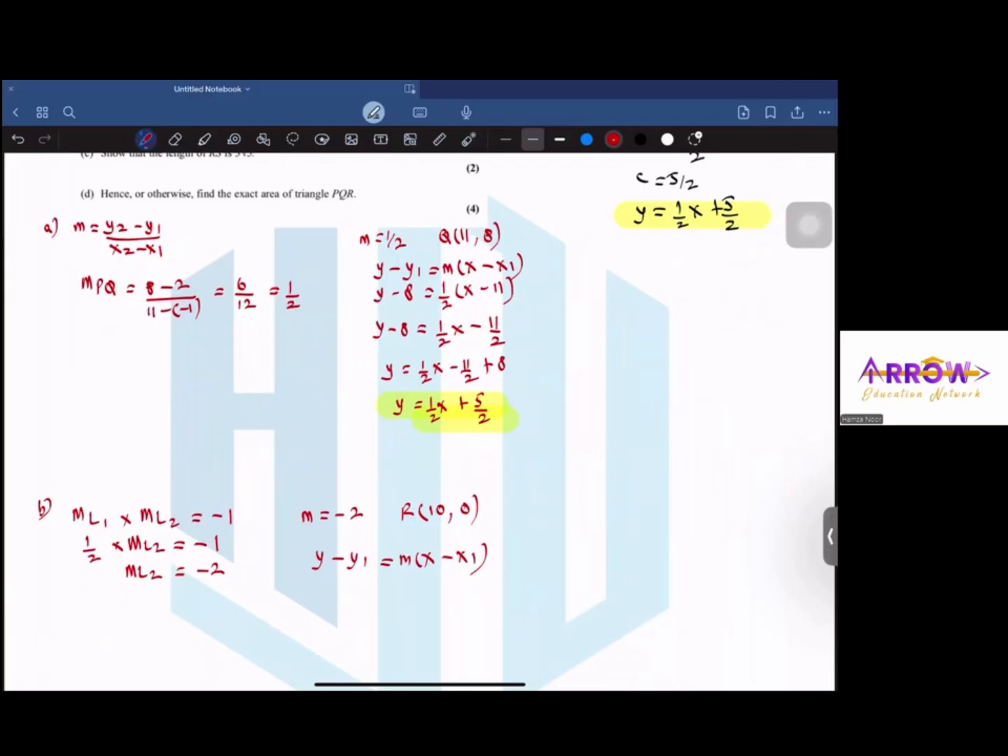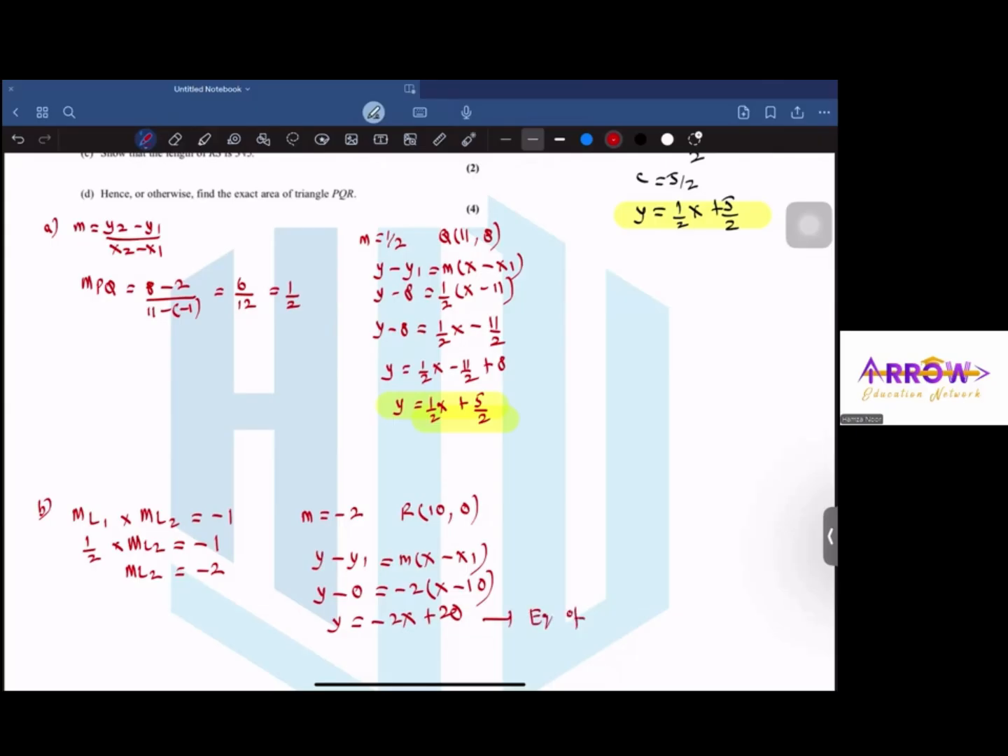In this case, the coordinate is given in the form of x1, y1. The point is given to you in the question. So I'm going to say that y minus 0 is equal to -2 multiplied by x minus 10. So y is equal to minus 2x plus 20. This is the equation of the line L2.